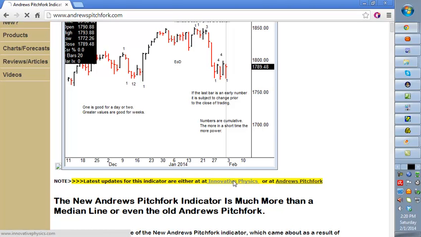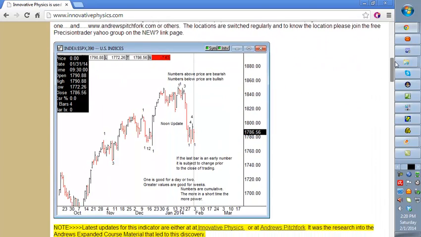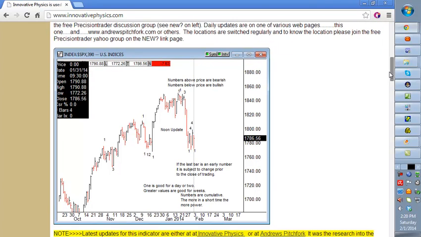And what we do is we take this site here, which is Andrews Pitchfork Indicator, or we click on Innovative Physics, and there's good old Roger Babson. And on this page here, we have a chart. And it simply says, note latest updates for this indicator are either at Innovative Physics or at Andrews Pitchfork.